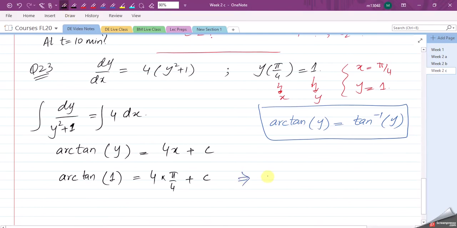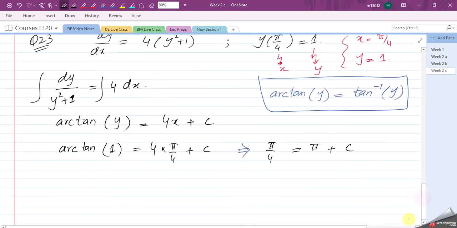This implies pi by 4 equals pi plus c, and this implies c equals minus 3 pi by 4. Pi goes to the other side and subtracts. Our solution becomes arc tan y equals 4x minus 3 pi by 4.